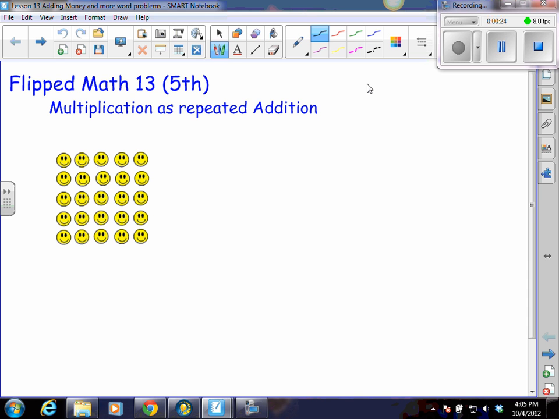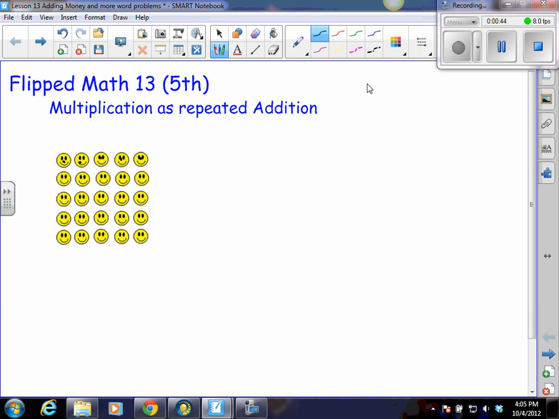As we look at the picture on the screen, you can see that there are a number of smiley faces. And the question that could come is, how are you going to get a total for the number of smiley faces? And you could sit there and you could count them one at a time, and it's going to take a while because you have to do that individually.